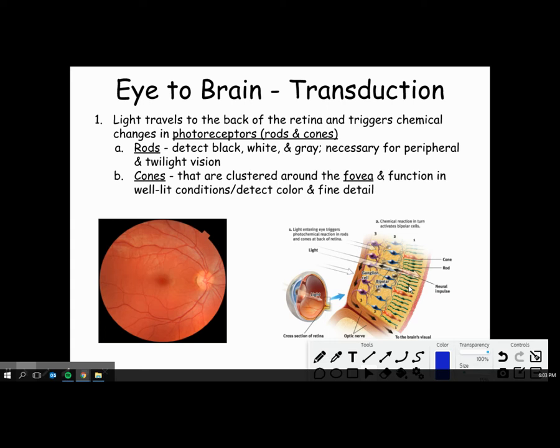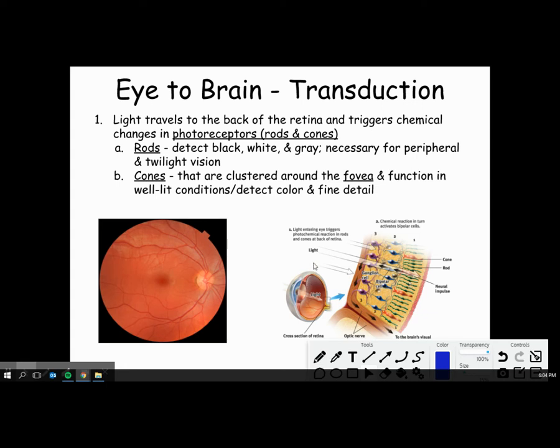gray, and they are necessary for being able to see in the dark, what's called twilight vision. They are mostly clustered around the outside of our retina. So the outside areas in our retina are mostly made up of rods, which pick up white, black, gray, and are what are activated when we are in the dark. This is why we can't see colors that well when we are in the dark, because it's just these rods that are picking up the light signals.